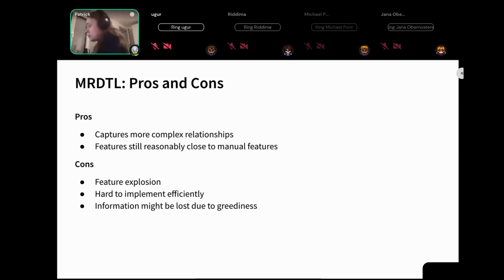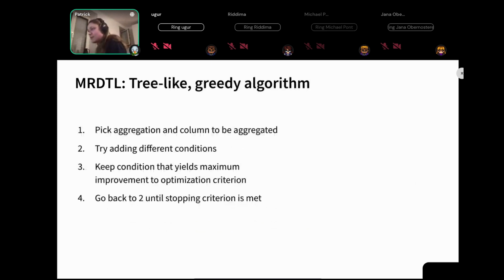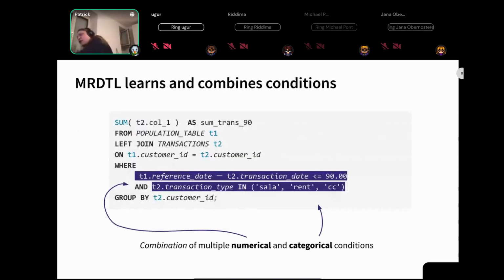Again, I want to share the pros and cons of this approach with you. The obvious pro is that it can capture more complex relationships than you would get with simple propositionalization. But at the same time, the features are reasonably close to manual features. So if you look at this kind of feature, yes, this may be a bit more complicated than what you write by hand.